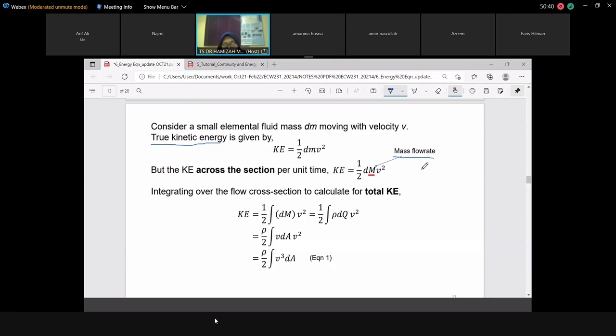Apa formula mass flow rate? Mass darab flow rate, volumetric flow rate. Okay, this capital M is represented by mass darab volumetric flow rate. Okay, so we integrate this one so that we can calculate the total KE.